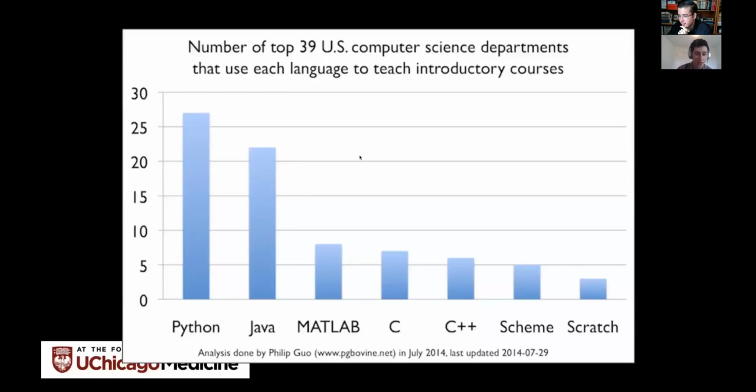So that being established, here is a chart that shows the languages used at the top 39 United States computer science departments for introductory courses. And as a warning, this is 6 years outdated, but it still does clearly show the dominance of Python and Java. And contrary to that, my experience in university started with Scheme.